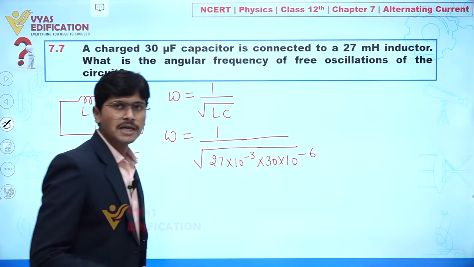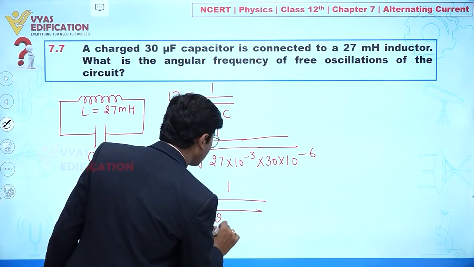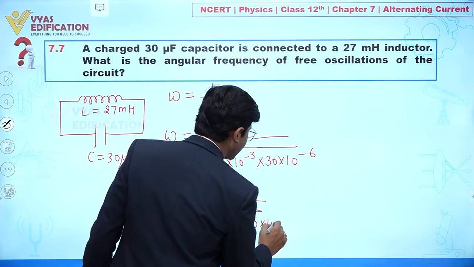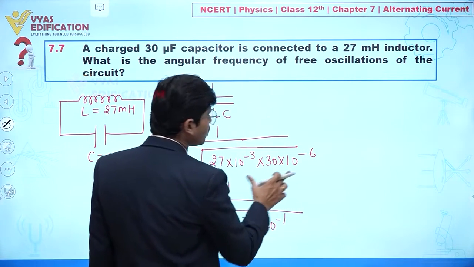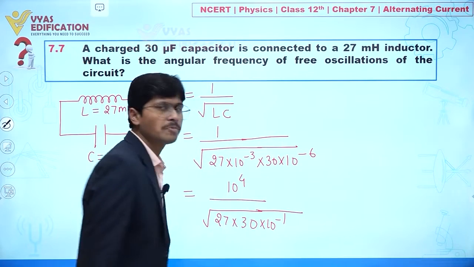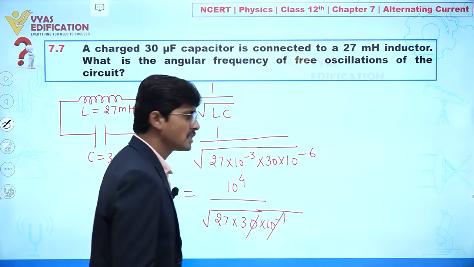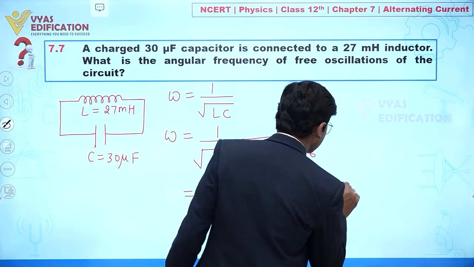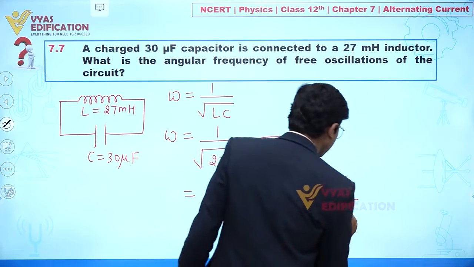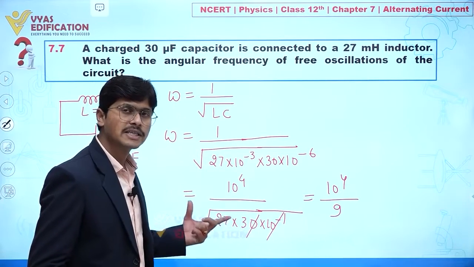Clear? So from here I can write like this: this is equal to 1 upon under root of 27 multiply 30, this is 10 to the power minus 1, and we have 10 to the power minus 8 also. So if you take square root, we can say this is 10 to the power 4. Clear? Now you can say this one and this one cancelled out, and from here I can say this is 10 to the power 4 divided by 81. Square root of 81 means this is 9. Yes or no? Square root of 81, this is 9.